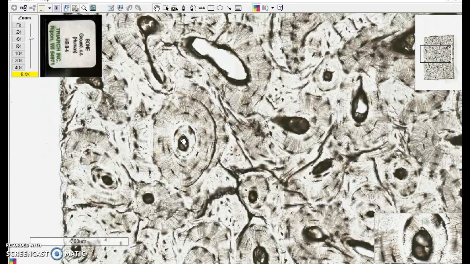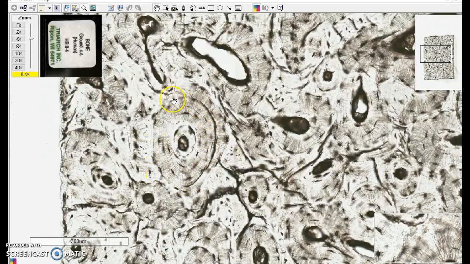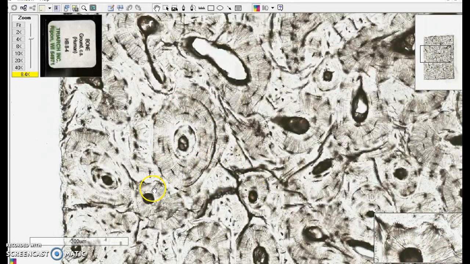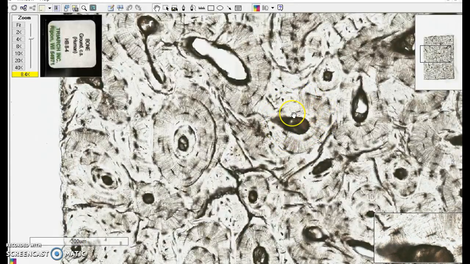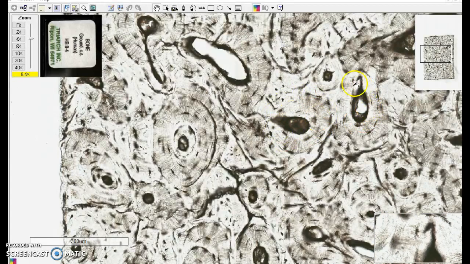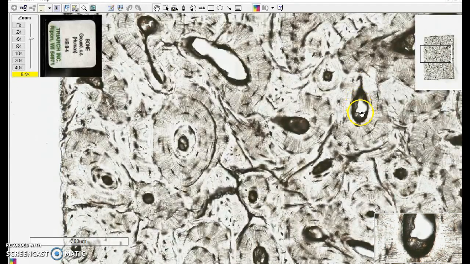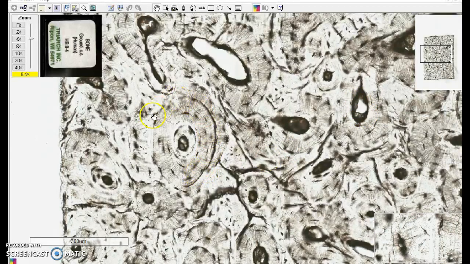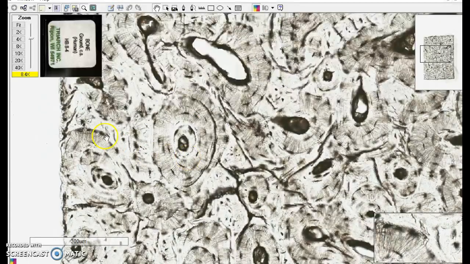A central canal plus its concentric lamellae is referred to as an osteon. So this is an osteon, here's another one, here's one, here's one. And that's basically how your body puts down compact bone from these osteons, from cells moving out from the central canal. The oldest would be around the outside, and the youngest concentric lamellae would be toward the inside.